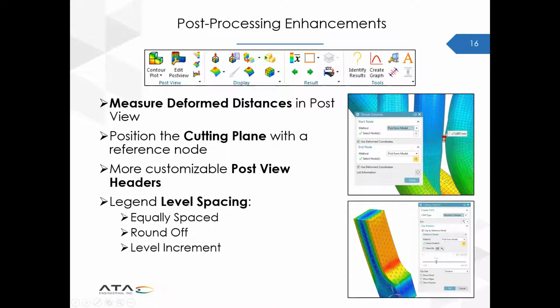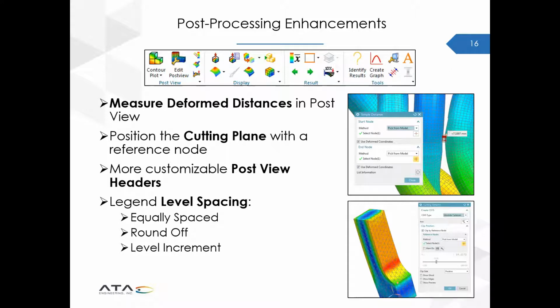In addition to that, there is some additional customization that's available for the post view header. So it's just more flexible and gives you greater control of automatically generated text as well as custom text. And then there are some new level spacing options. So equally spaced is what we're most familiar with. This will just evenly space the different colors across a specified number of levels.